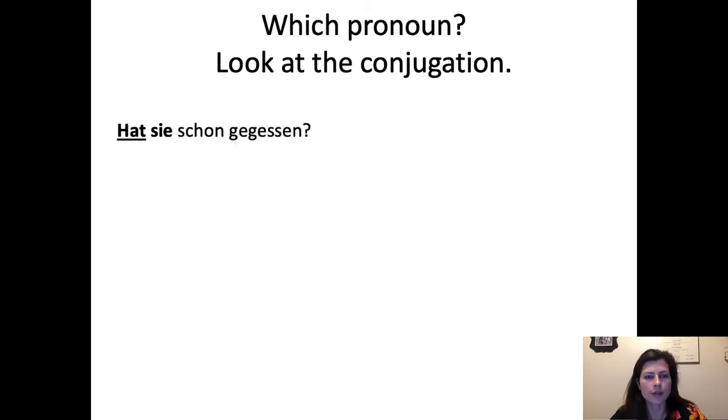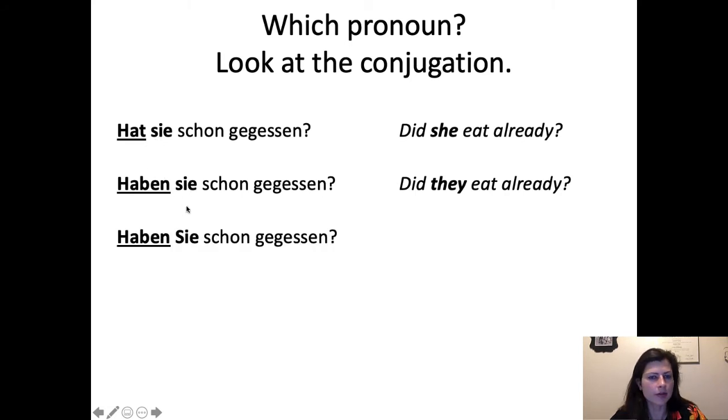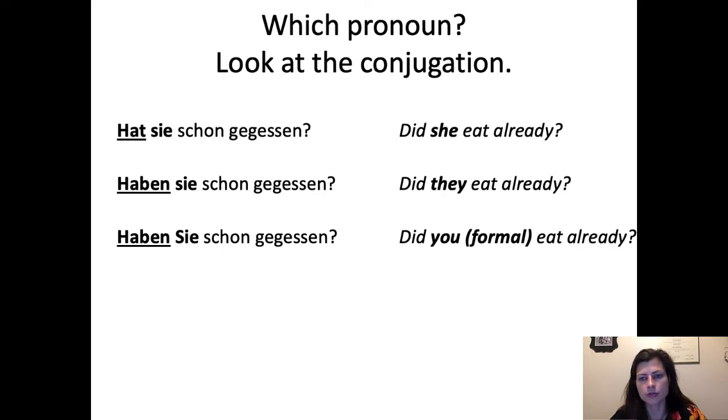Okay, so we can do the same thing with the perfect, with the conversational past, the present perfect, the other type of past. You could say, for example, hat sie schon gegessen? Did she eat already? The reason we can tell it's she is because it's sie hat, right? That's how you conjugate haben for sie. And what if you had haben sie schon gegessen? That would have to be did they eat already? Because sie haben, that's conjugation for they have, as opposed to she has. And then if it's a capital S, you can tell it means did you formal eat already?